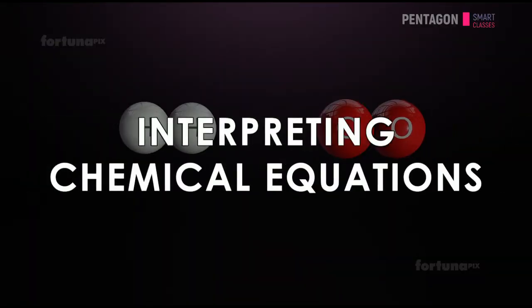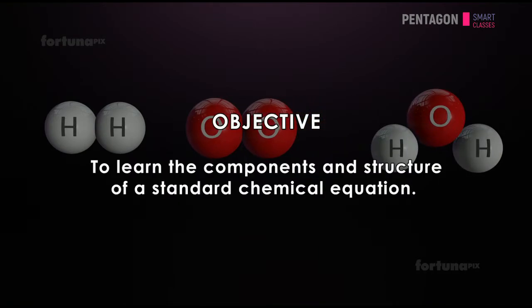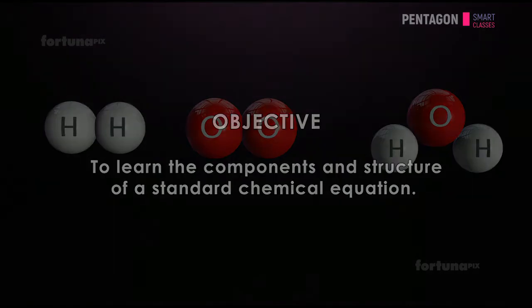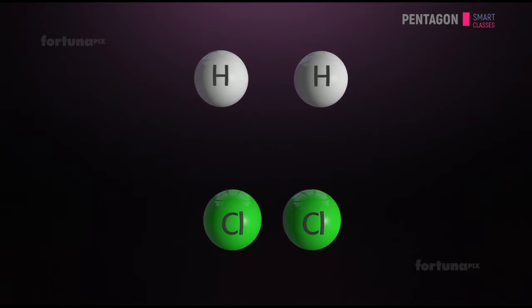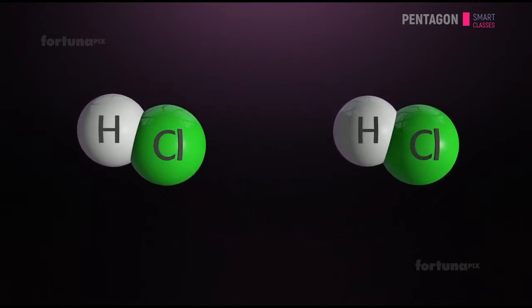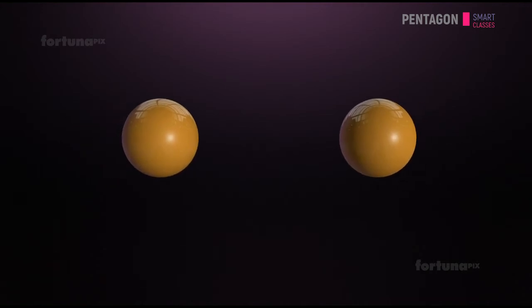Interpreting chemical equations. Objective: to learn the components and structure of a standard chemical equation. A chemical reaction is the process during which substances bond or break to produce new products. A chemical equation is a representative statement about one of these chemical reactions.